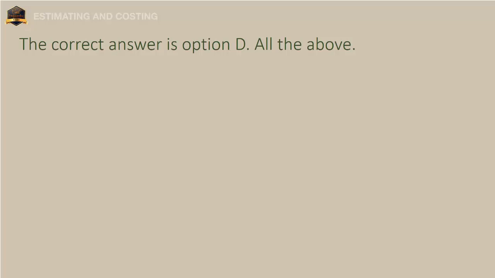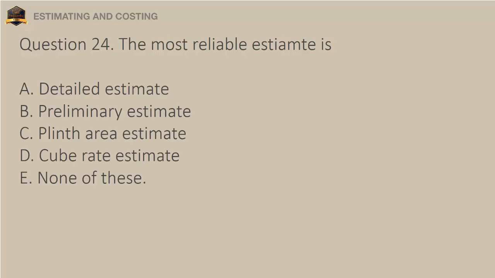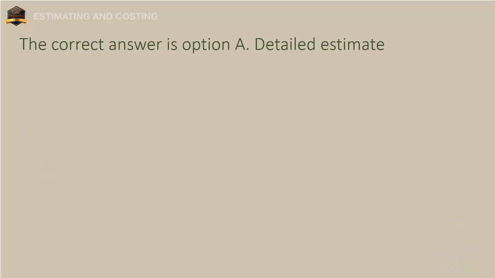Question 24. The most reliable estimate is A. Detailed estimate. B. Preliminary estimate. C. Plinth area estimate. D. Cube rate estimate. E. None of these. The correct answer is option B.